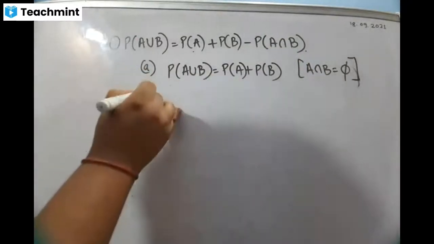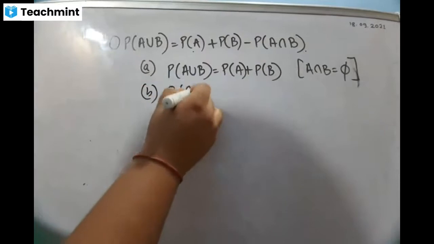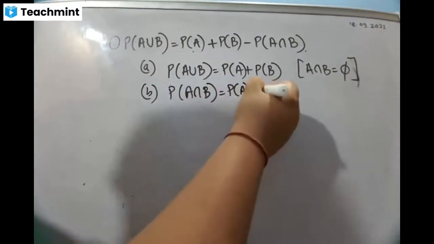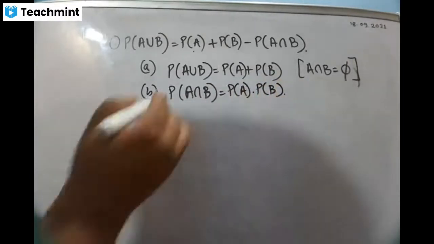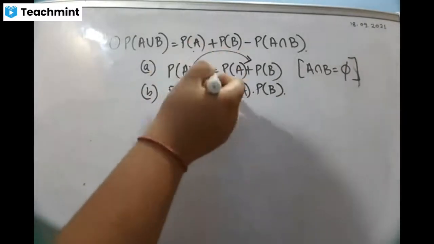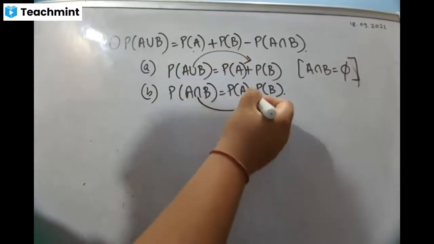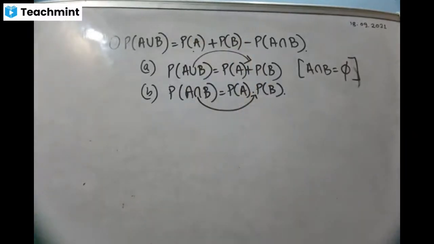So the second formula was, if A and B are independent events, then probability of A intersection B will be probability of A into probability of B. In simple language, you can understand that union means or, which means plus, and intersection means and, which means multiplication. So this was the formula which was taught yesterday.